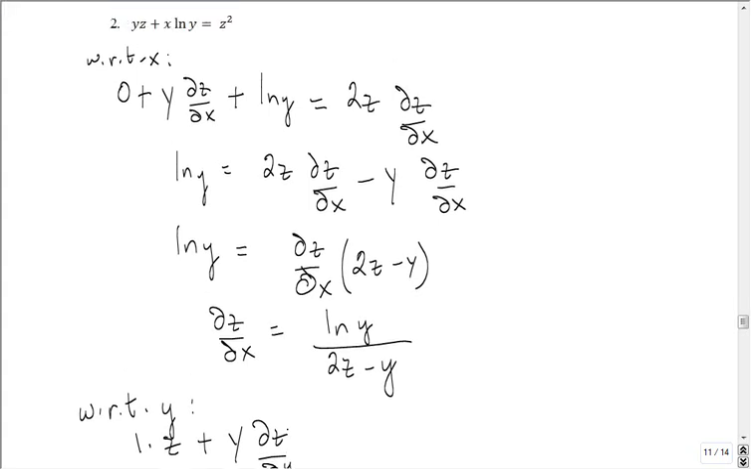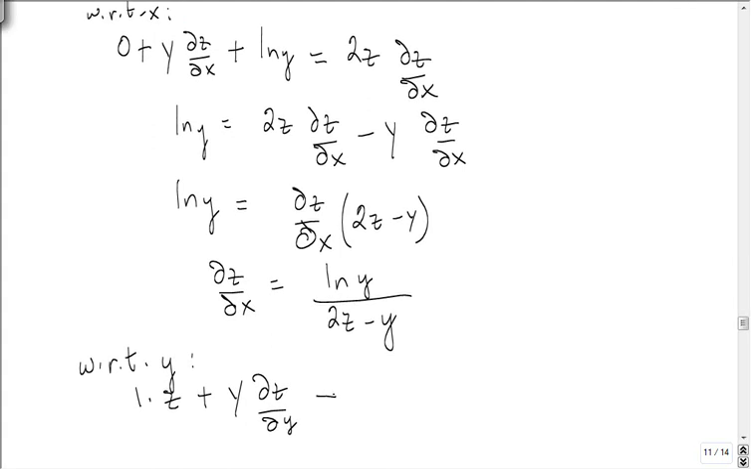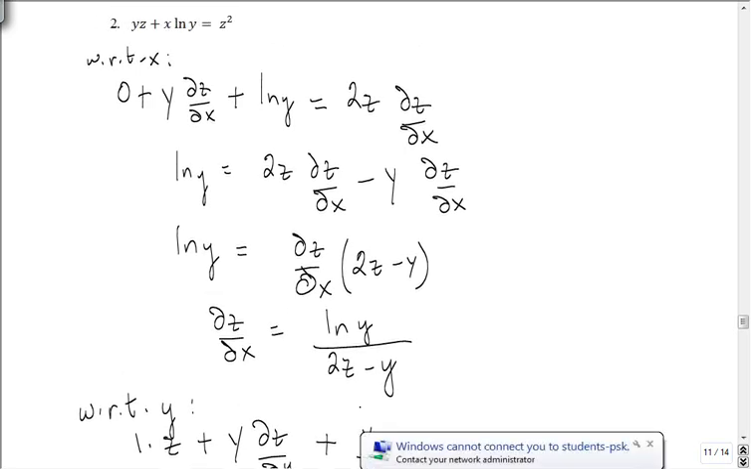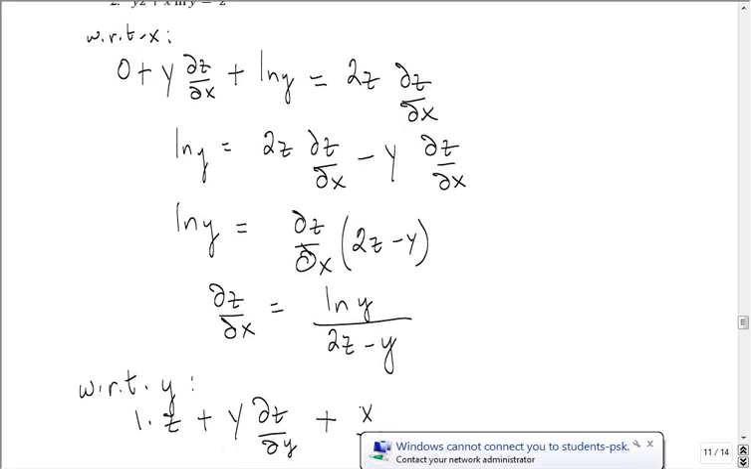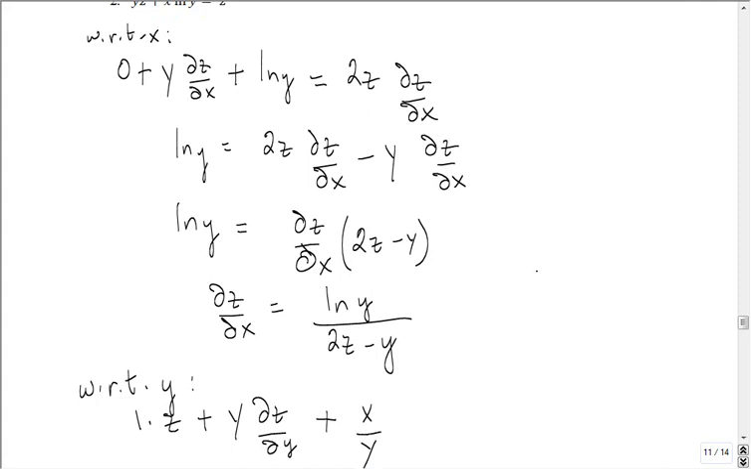Next term, x natural log y. What is the partial with respect to y here? Anybody can tell me? X over y, very good, because when you differentiate natural log, you get 1 over y. And then z squared now. What do we get here? When you partially differentiate z squared with respect to y, what do we have? 2z and what else? Partial z partial y. Okay.